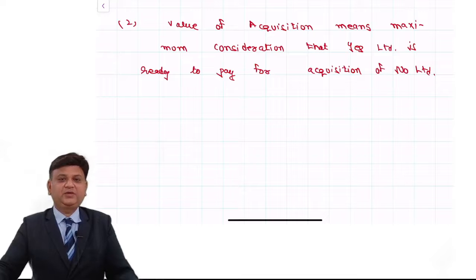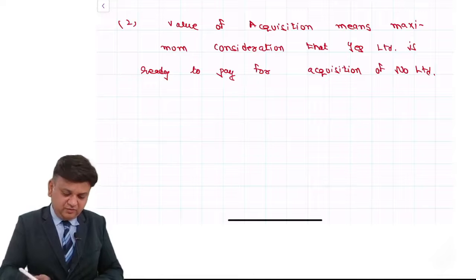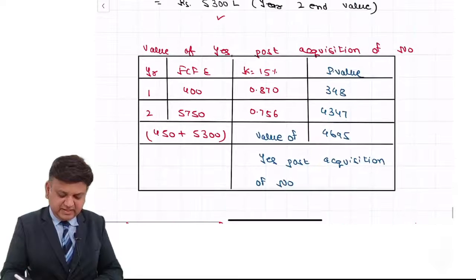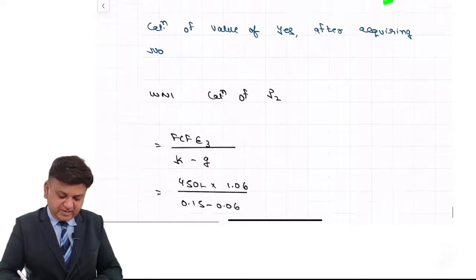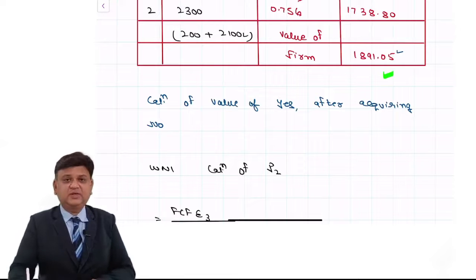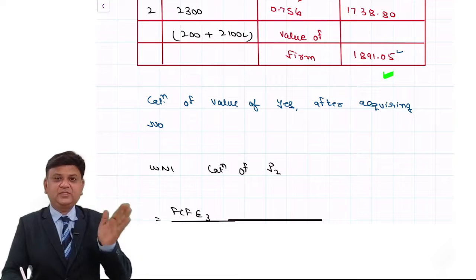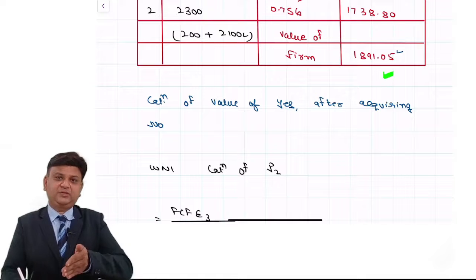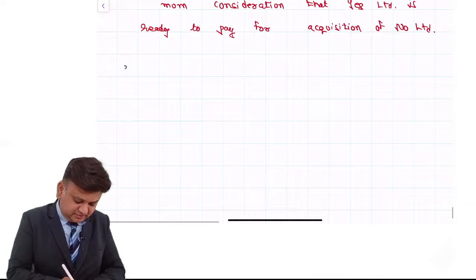I request you to write the answer for this question in the chat box. Now friends, over here we are required to make the calculation of the answer like this. Basically we understand that the merged entity has a value of 4695 lakhs. As far as the target company is concerned, its independent value is 1891.05 lakhs. So logically we understand that the difference of these two is the maximum consideration that Yes Limited is ready to pay for acquisition of No Limited.